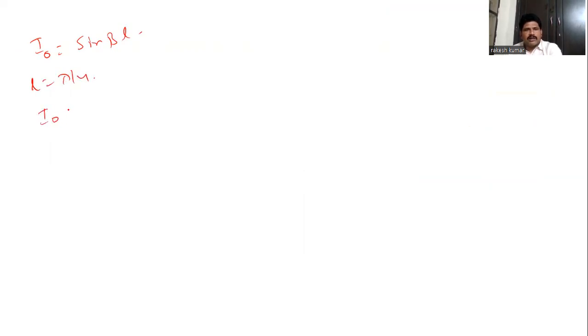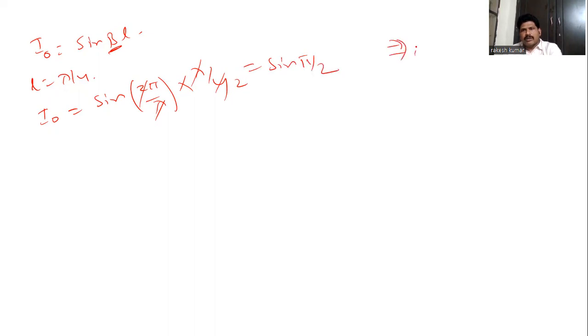The current in the transmission line you can represent as sine. What is the value of beta? Beta means 2 pi by lambda into L. What is the value of L? Lambda by 4. Lambda will get cancelled, so it is equal to sine pi by 4. So when L is equal to 0, the current I_OC, open circuited, is equal to 0.